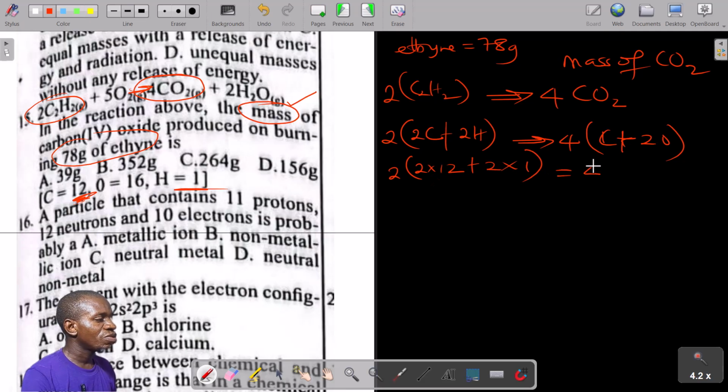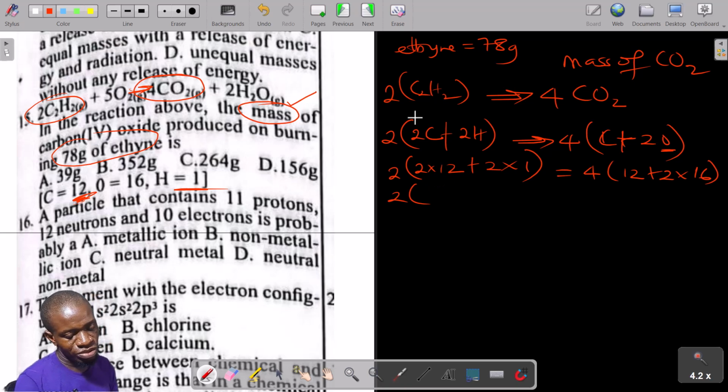So it's equal to 4 bracket 12 plus 2 times, this is O. O is 16. I will say 16. So this is going to give you what? 2 brackets. 2 times 12 will give me 24. 24 plus 2 will give me 26. So I'm having 26 on this side. Here is going to be 26.